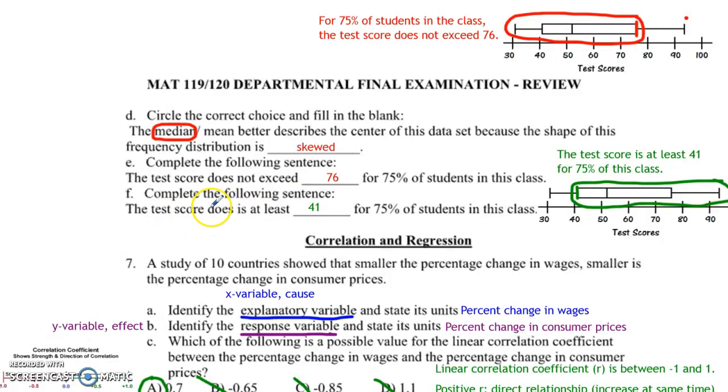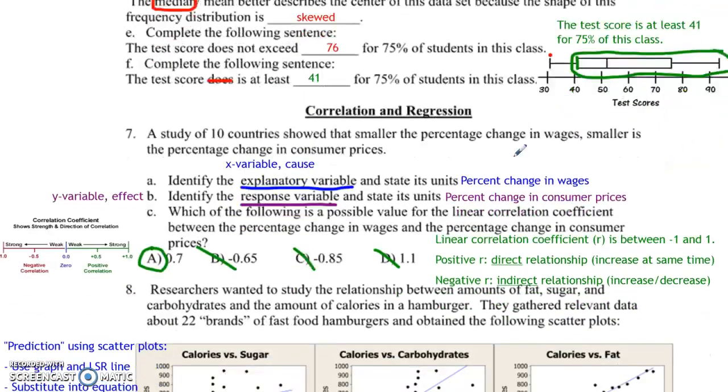The test score, this should not say does, is at least 41 for 75% of the students in the class. Well, for the top 75% of the students this time, the test score is at least 41. I wouldn't choose the minimum, because that means the test score is at least 31 for 100% of this class. It's a little hard to think about the first time you're looking at it, which is why you're seeing it now on the review sheet, so you'll be able to answer the question effectively on the final.